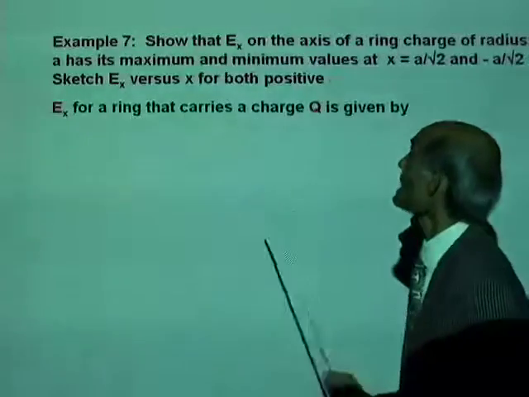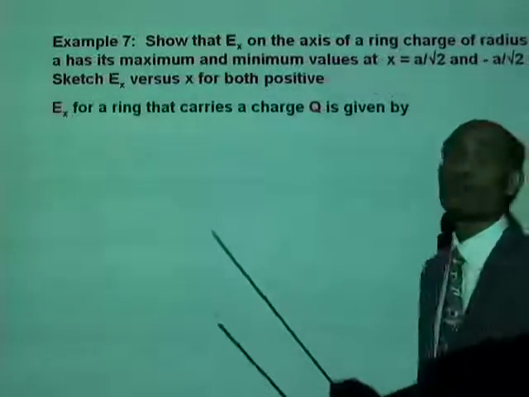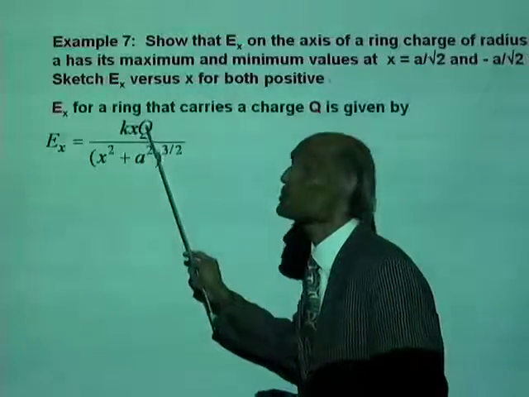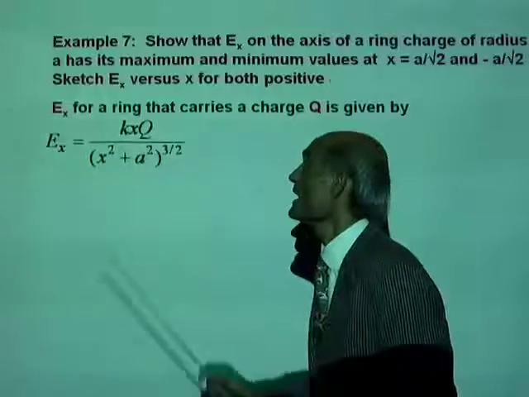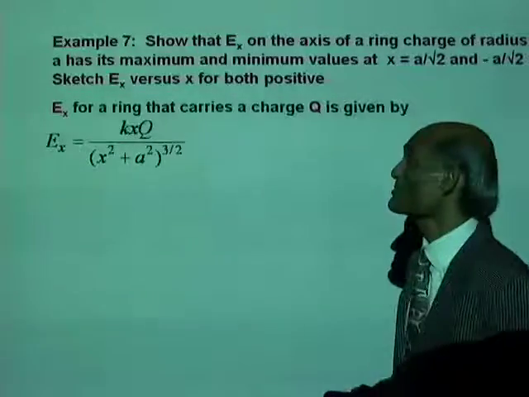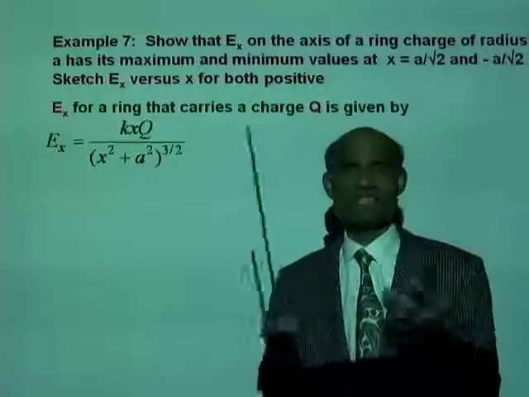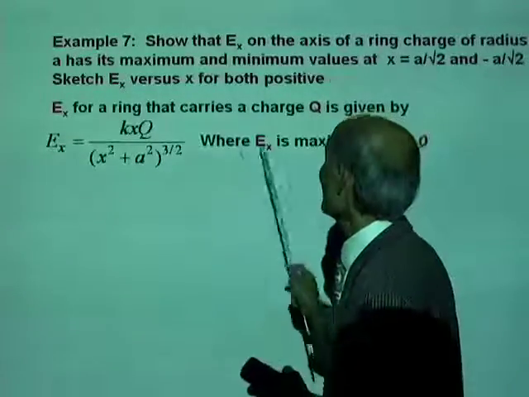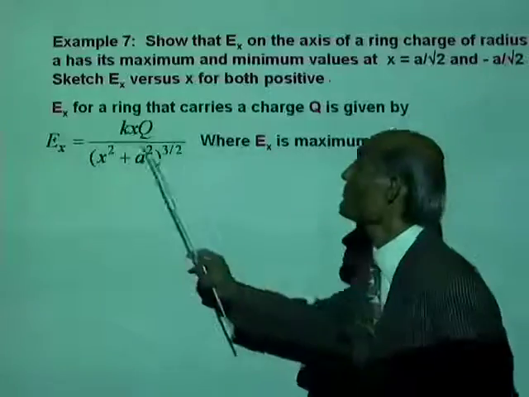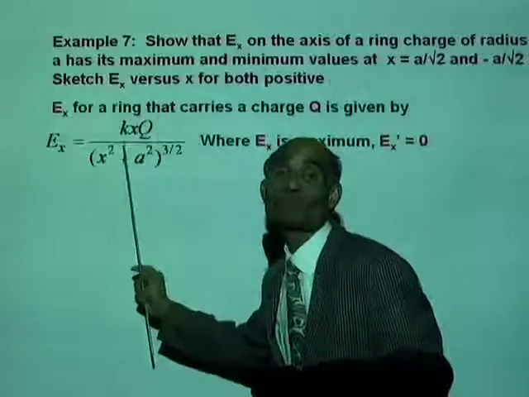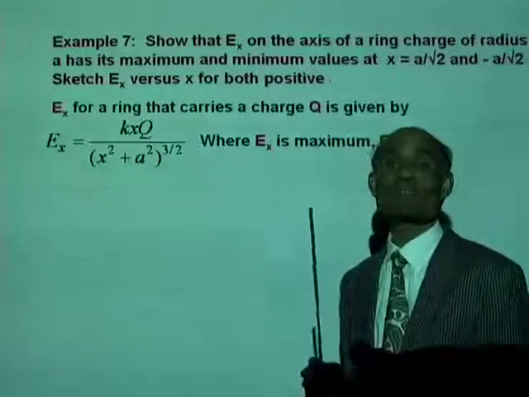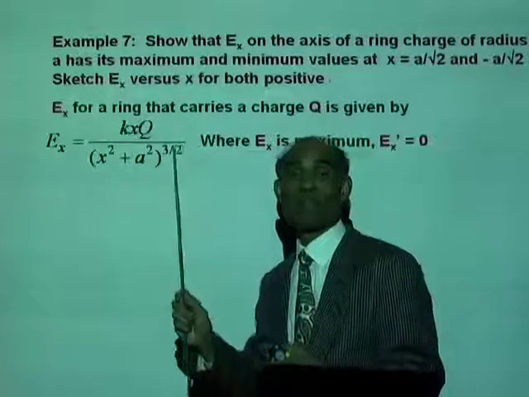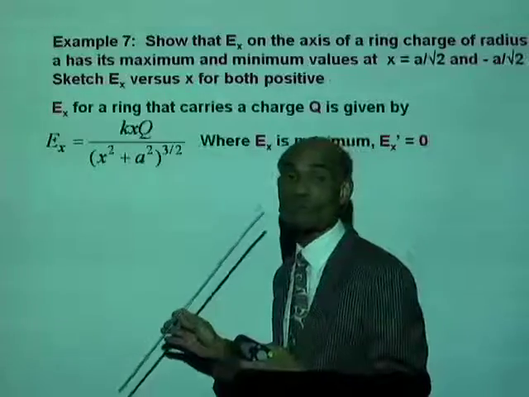Ex for a ring that carries a charge Q is given by Ex equal to kqx over (x squared plus a squared) to the power of 3 over 2. That's the only thing you need to know to solve this problem. Now, where Ex is maximum, the derivative of this will be 0. E prime x will be 0. Can you find the derivative of this? Well, you need to use the quotient rule.